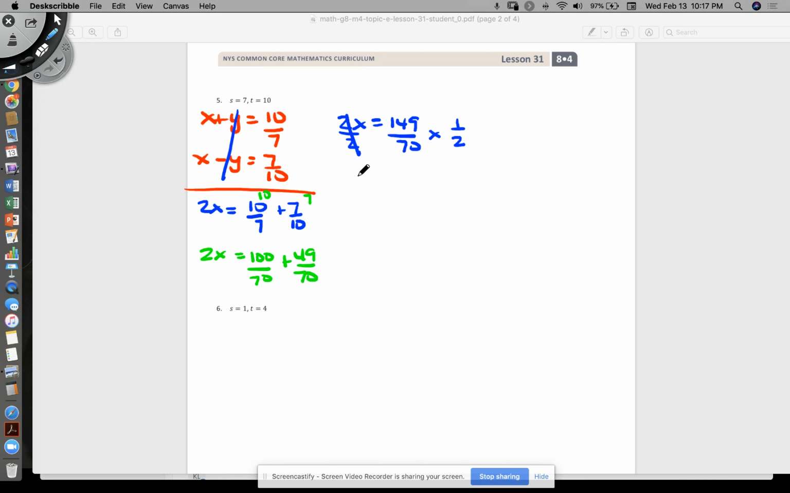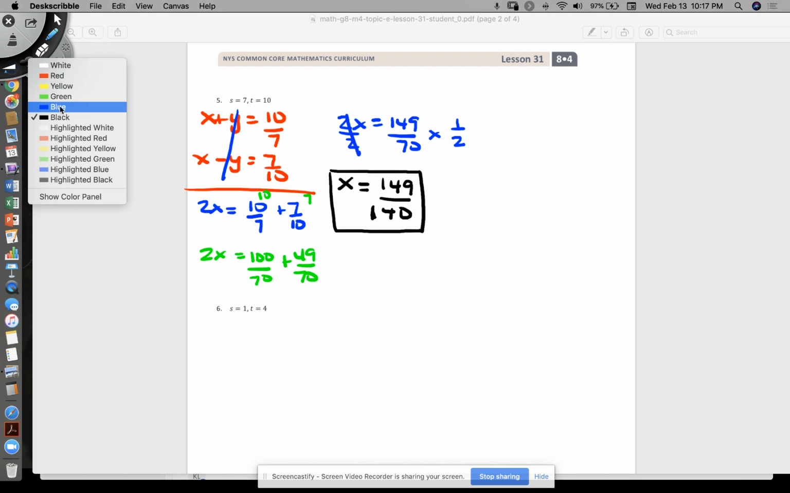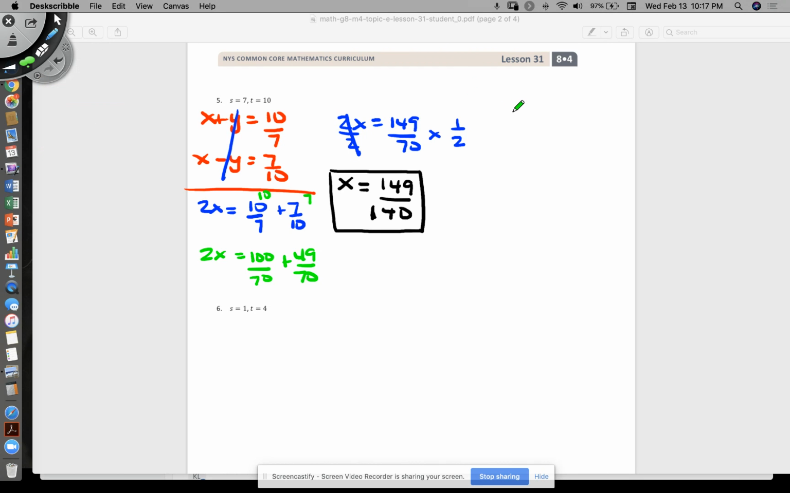And I wind up with x equals 149 over 140. Because nothing worked for my diagonals. That's a 140. So there's one of my answers. Now I'm going to plug that back into the problem. I'm just going to go ahead and pick the top one again. So I'm going to say 149 over 140 plus y equals 10 over 7.